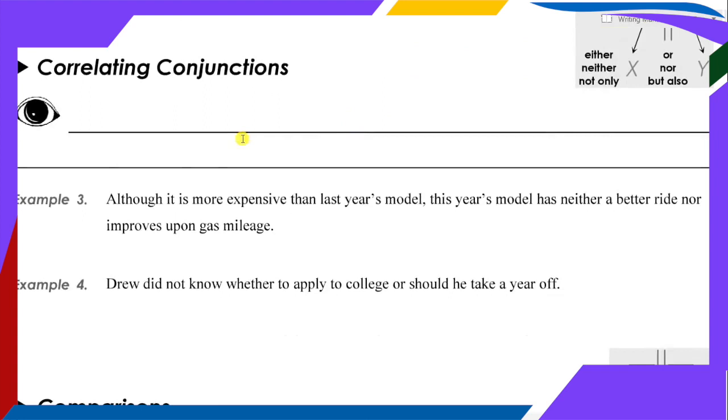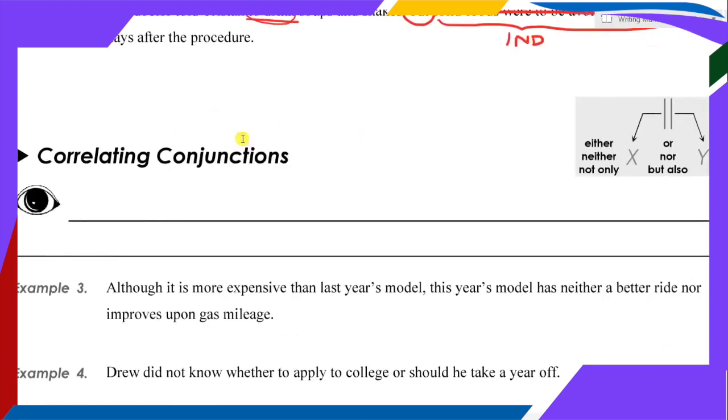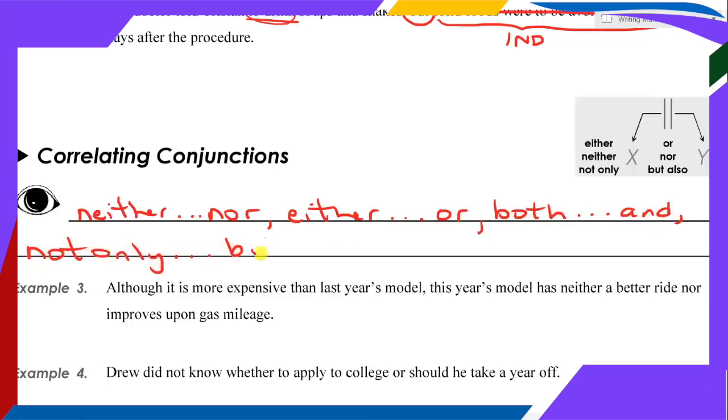The correlating conjunctions. Here are the correlating conjunctions. Probably just go ahead and list some of these. This is not an exhaustive list, but neither ... nor, either ... or, both ... and, not only ... but also, and there's a few more. Let's list whether ... or. There are more pairs of these, but these guys are probably the most common, and they'll give you a good idea of what we're talking about here.